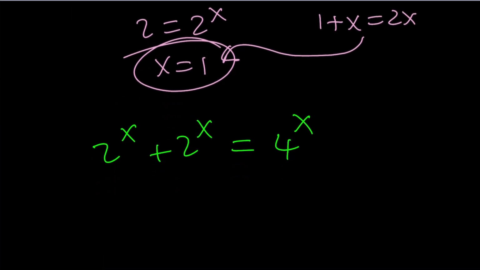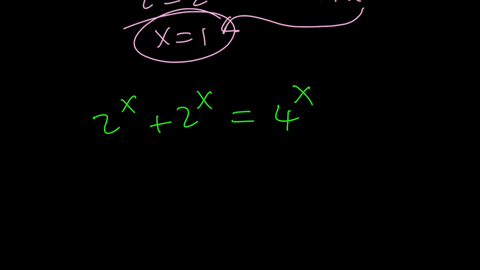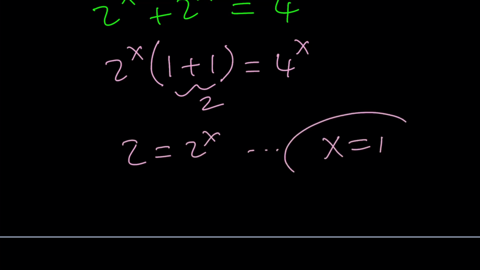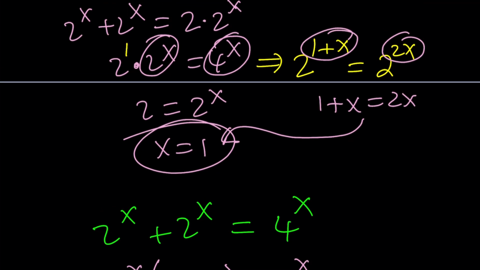Okay. Now another way to look at it is, since 2 to the power x is a common factor, we can take it out. What do you get inside? 1 plus 1. That's what's really cool about factoring. Don't you love that? It becomes 2, and now again we can divide both sides, and 2 is going to equal 2 to the x, and you can proceed as before to get x equals 1. Make sense? Okay, great. So that pretty much sums up the solution.